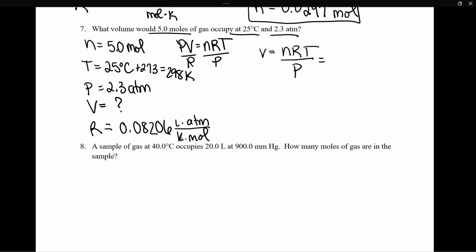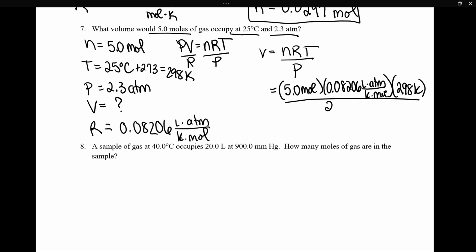Let's check. So n is my moles. That's 5 moles. We got just 2 sig figs there. Keep that in mind. I'm actually going to write this underneath, I'm going to run out of space. Okay, so it's 5 moles. And then my R value is 0.08206 liters times atmospheres divided by Kelvin moles. My temperature needs to be in Kelvin, so 298 Kelvin. And then my pressure is 2.3 atmospheres. That's also in 2 sig figs. So that should give me a volume.